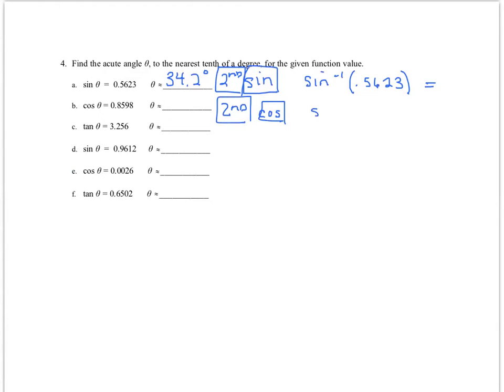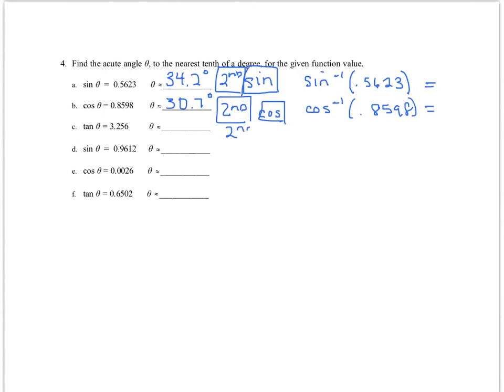Part B, second cosine. And then this thing will pop up. Eight, 5, 9, 8, and when I round appropriately, you guys, I get 30.7 degrees.